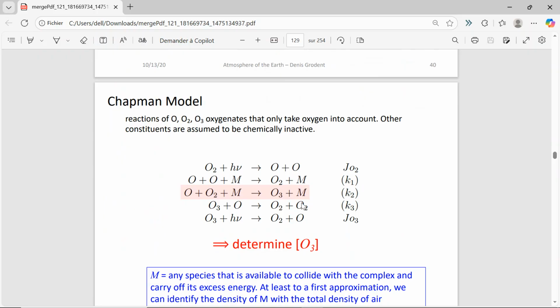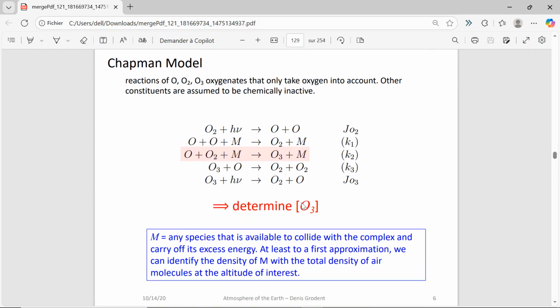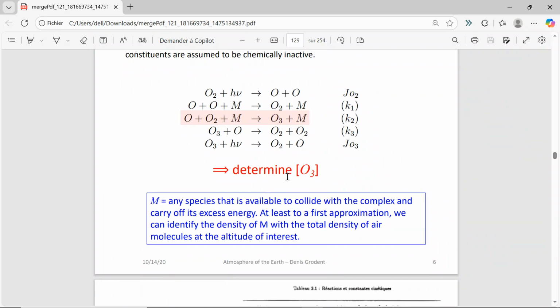So we talked about the importance of ozone. Now we need to know how this ozone is produced. We have those five steps. The first one is the photodissociation of the molecular oxygen leading to atomic oxygen. The atomic oxygen, through third body recombination, will lead to the formation of molecular oxygen, which will react with the remaining atomic oxygen, with the third body, leading to the formation of ozone, which will be destroyed by the same atomic oxygen and by the UV again.